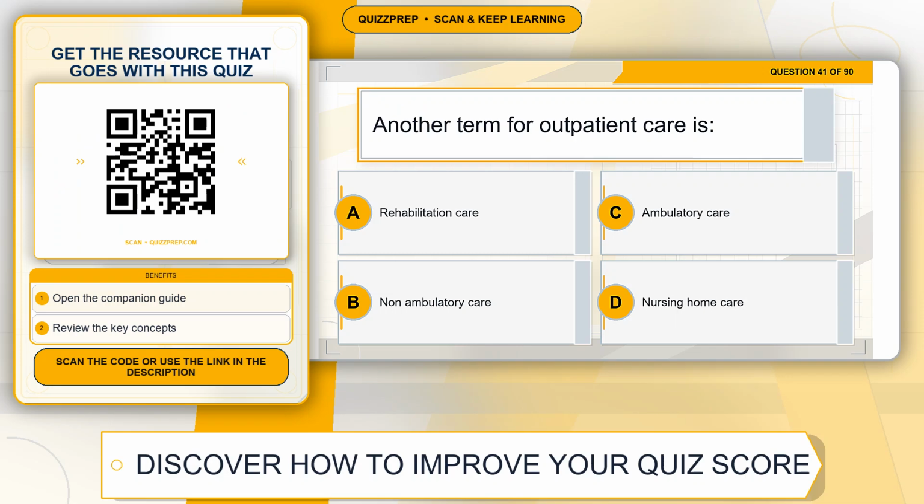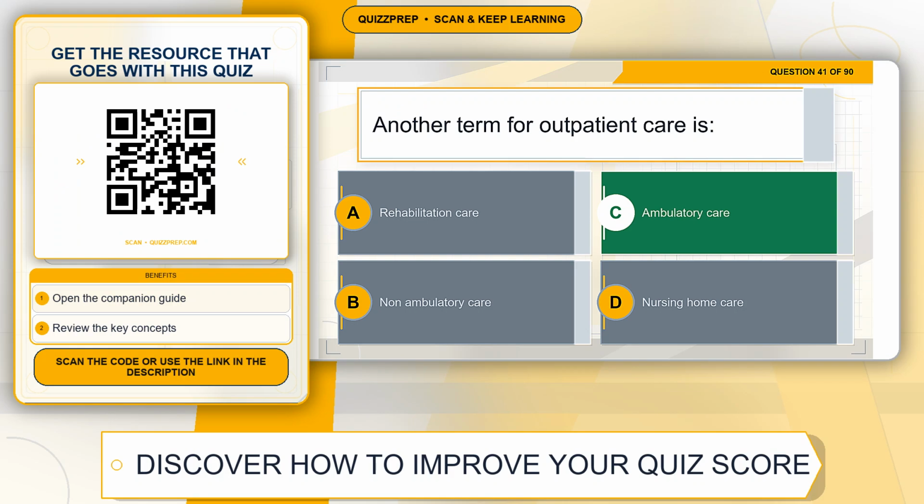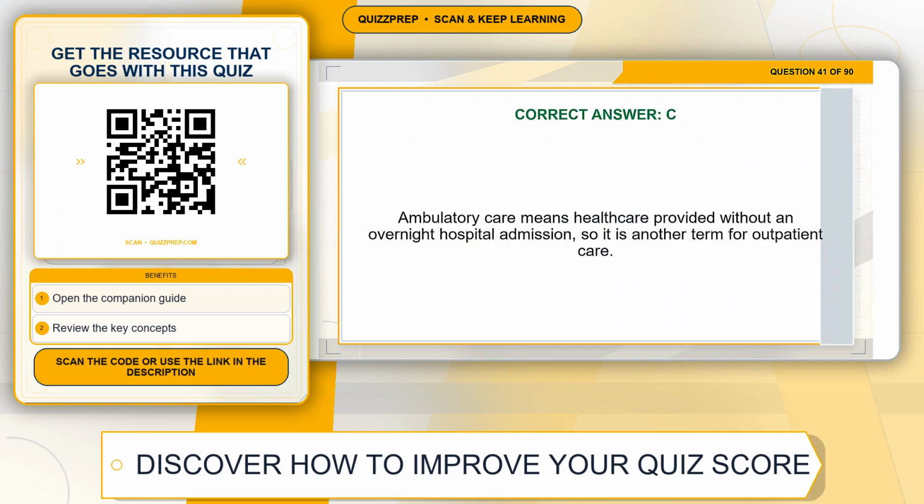Question 41. Another term for outpatient care is: Option A, rehabilitation care. Option B, non-ambulatory care. Option C, ambulatory care. Option D, nursing home care. The correct answer is option C, ambulatory care. Explanation. Ambulatory care means healthcare provided without an overnight hospital admission, so it is another term for outpatient care.